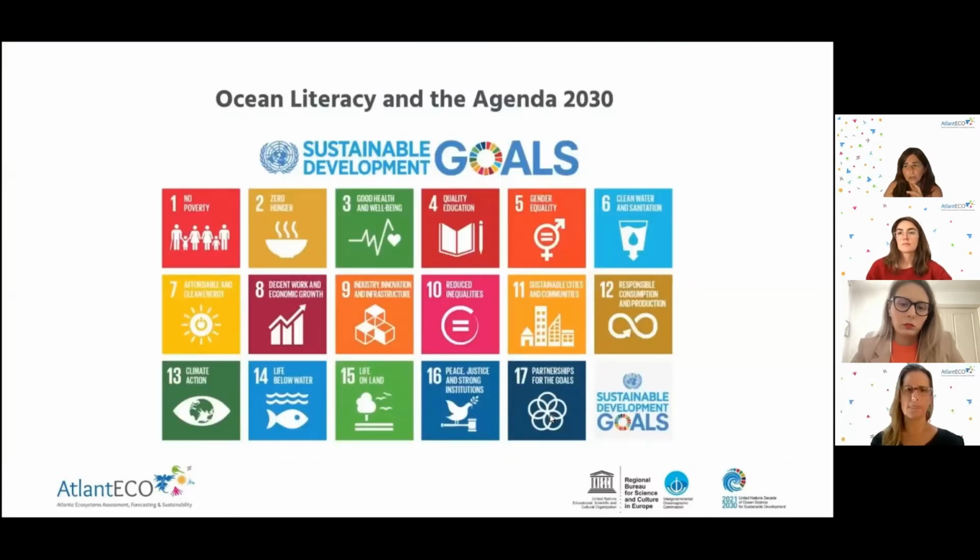Ocean literacy also, of course, is very much linked to the Agenda 2030, SDG 14 mainly, but not only SDG 14. The first other SDG that is relevant for ocean literacy is SDG 4, especially when it comes to the target SDG 4.7, which is about education for sustainable development. And then we go back to what I was saying before. So really using the tools and the approaches of ocean literacy to create, let's say, ocean citizens.